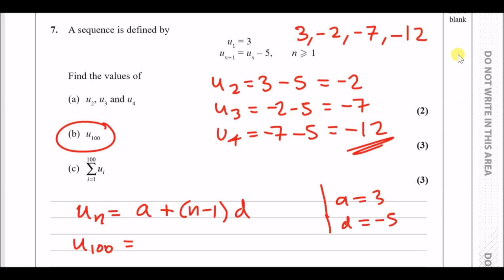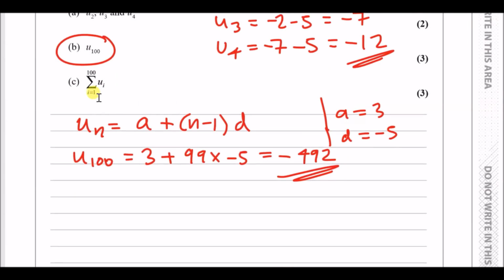Plug this back in, so you get 3 plus, and then n is 100. 100 take away 1 is 99 times minus 5. And then putting this in your calculator, you should get a value of minus 492. That's it. That's B done.